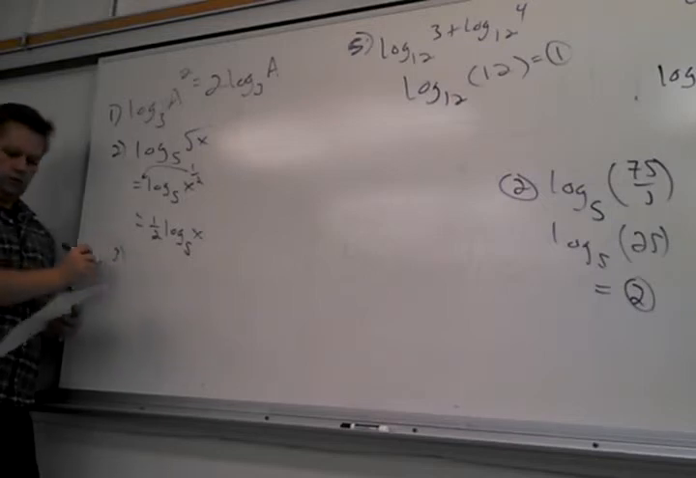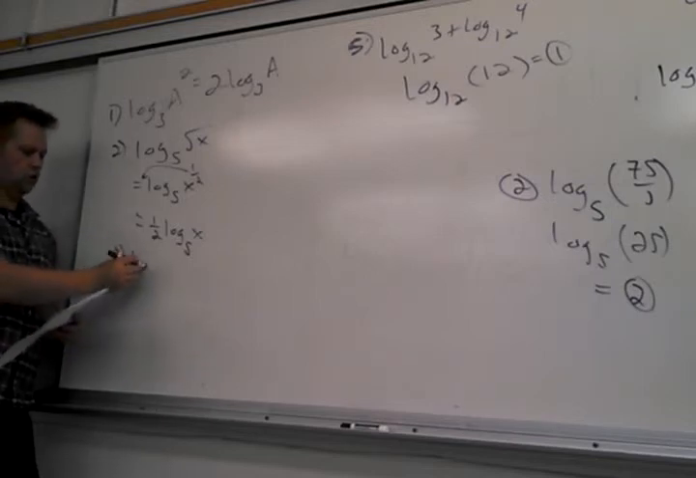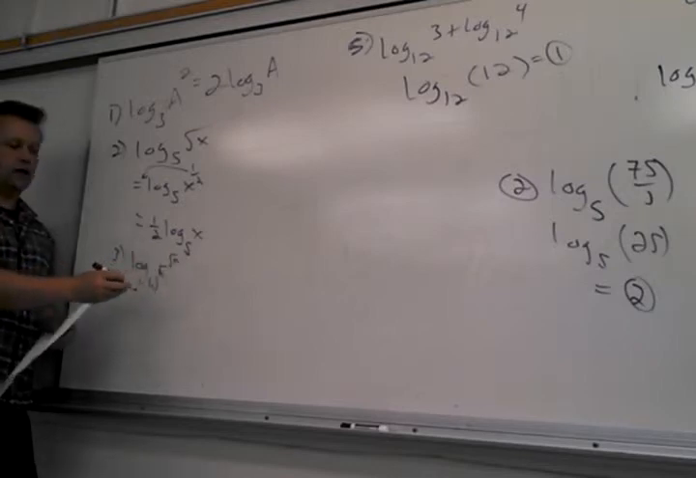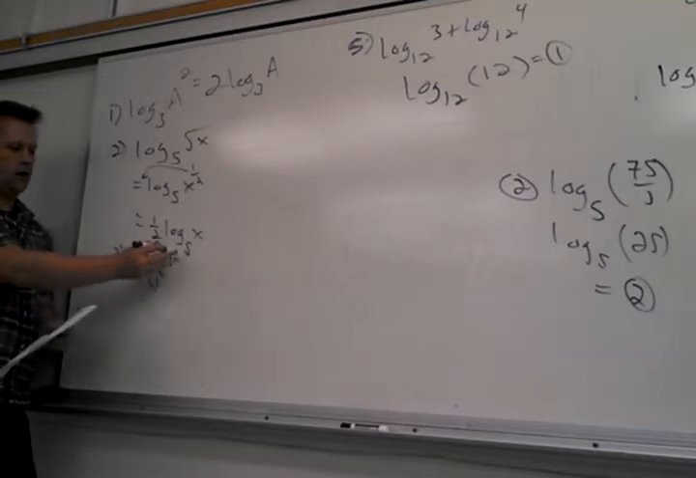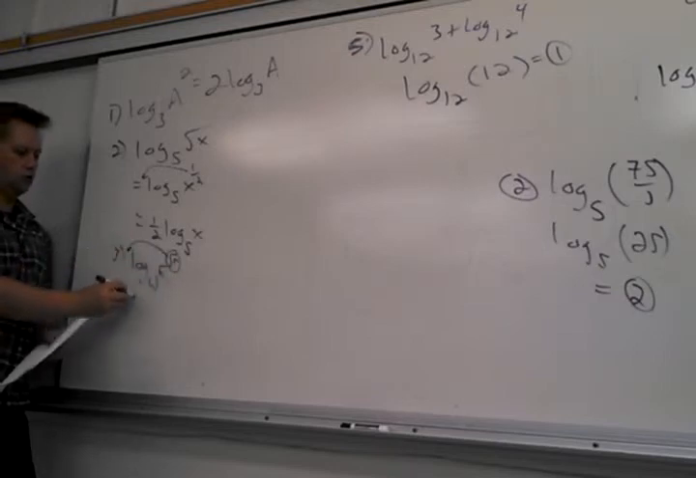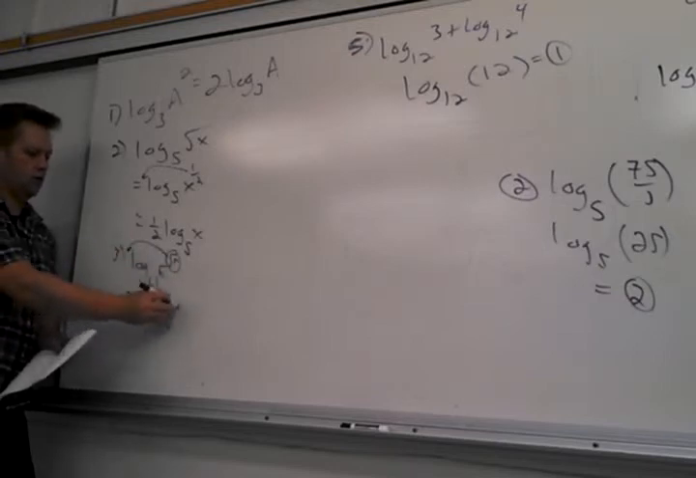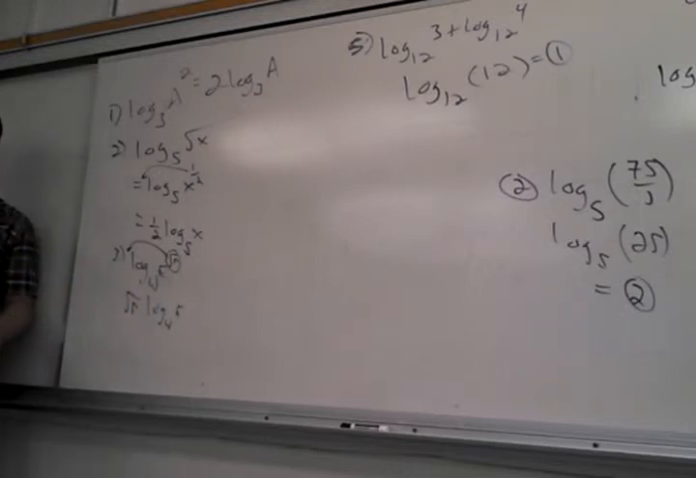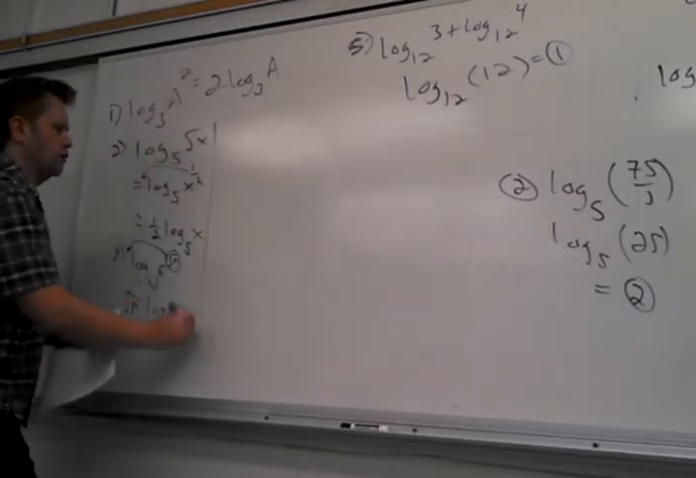And then finally, this one, log base w of e to the square root of r. It looks disgusting, but what happens? The power comes down: square root of r times log base w of e. So all that happens is that the power came out front. That's it.